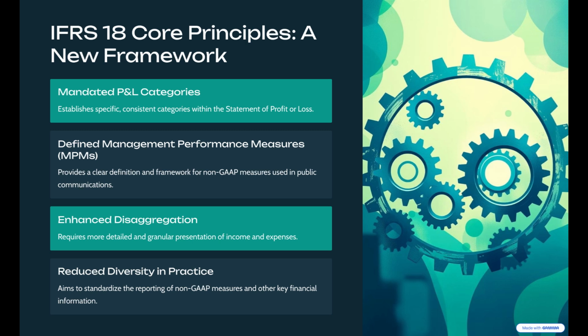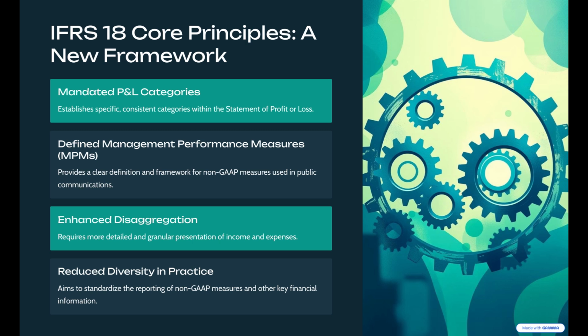IFRS 18 introduces formal requirements for disclosing management-defined performance measures (MPMs) when they are publicly used outside the financial statements. Under the new framework, MPMs must be clearly defined and explained. Reconciliations to the most directly comparable IFRS subtotal must be provided. Entities must justify the relevance of the measure. This enhances the credibility and comparability of alternative performance metrics, giving investors insight into how management views financial performance without allowing unchecked flexibility.